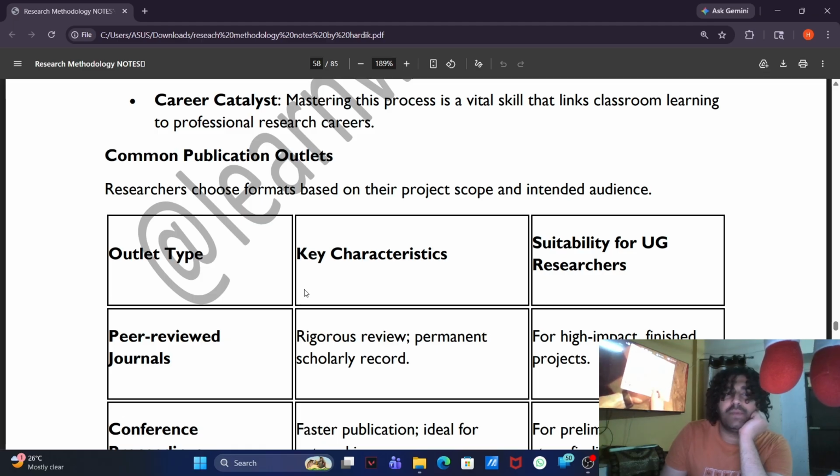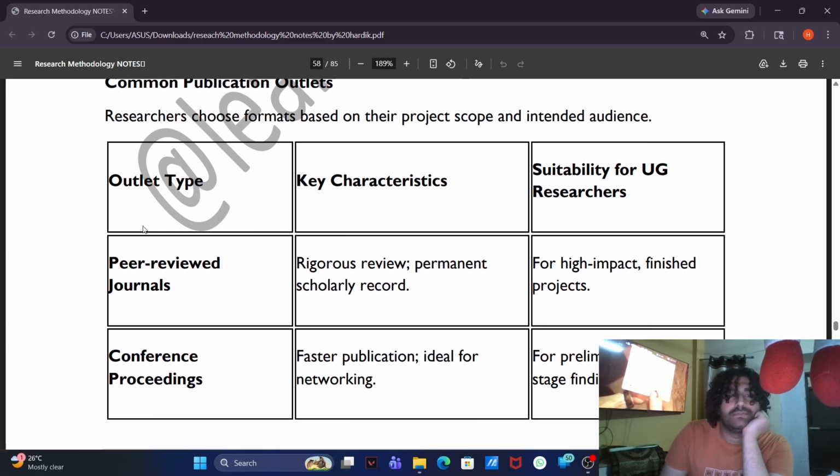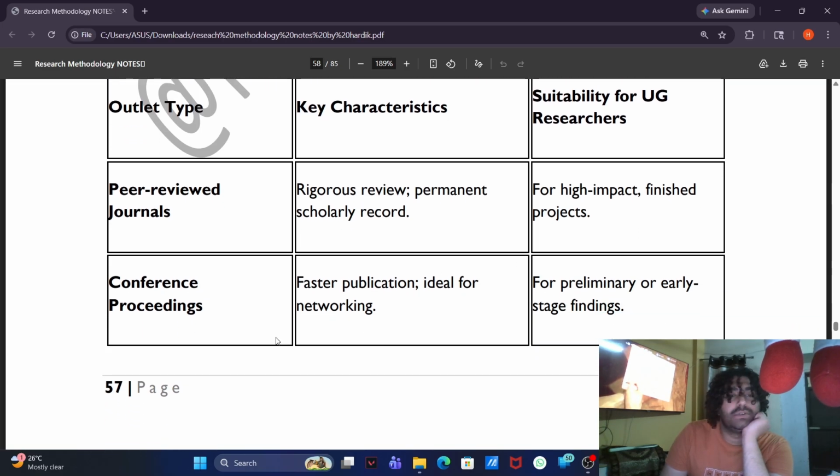Next topic, common publication outlets. Researchers choose formats based on their project scope and intended audience. Here's the table: outlet type, key characteristics, and suitability for UG research. Outlet type, peer-reviewed journals. Its key characteristics are rigorous review and a permanent scholarly record. It is suitable for UG researchers for high-impact and finished projects.